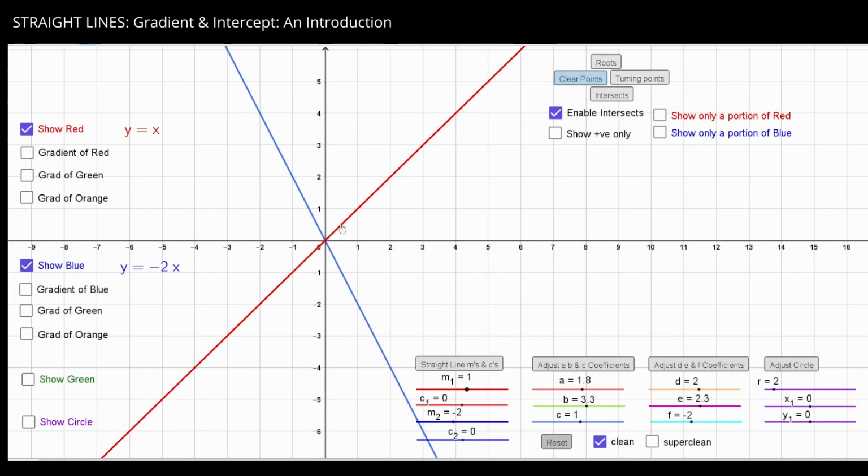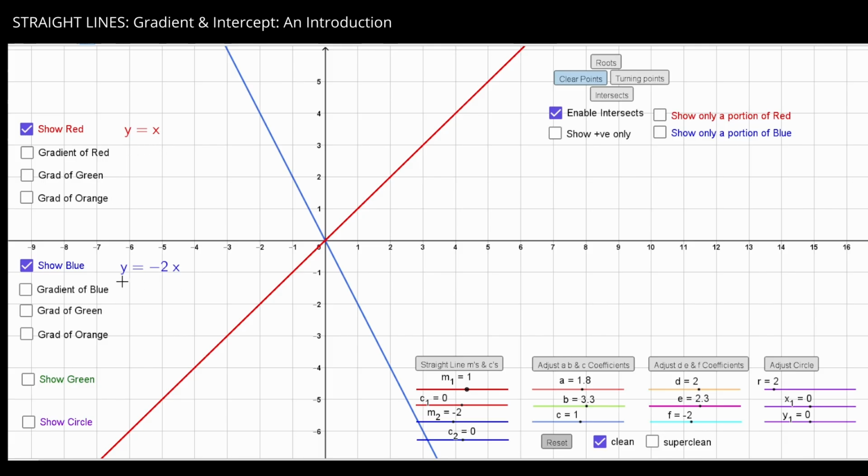This is the line y equals x, and you can see y copies whatever x does. If x is 1, y is 1. Whenever x is 2, y is 2. And the equation reflects that relationship.